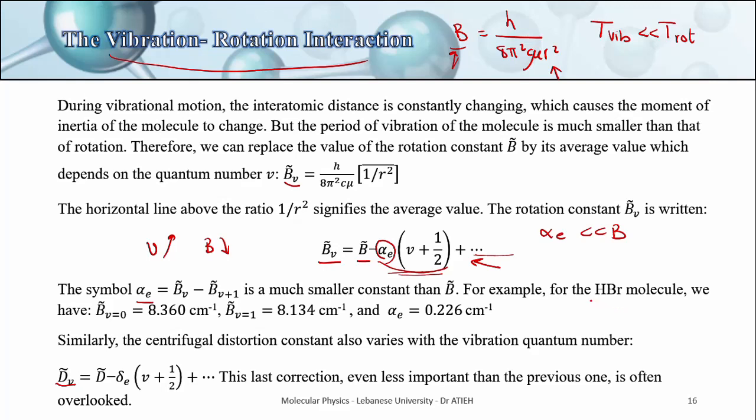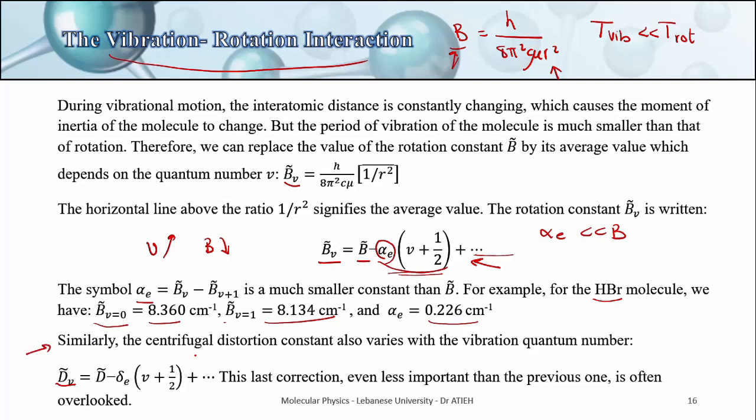For a certain molecule, the HBr molecule, we have for the level 0 it's 8.36, for the level 1 it's 8.134, and alpha_e in this case is equal to B0 minus B1, which is 0.226 centimeter to the minus 1.